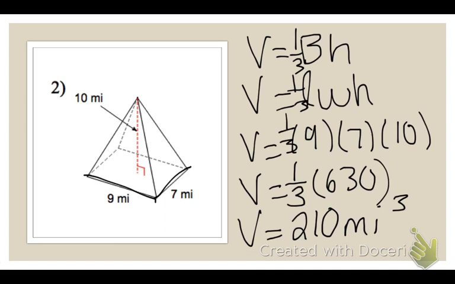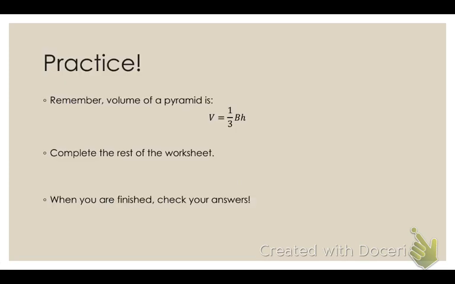Alright, so you should be ready to move on. Remember that volume of a pyramid is 1/3 base area times height, or 1/3 length times width times height. Complete the rest of the worksheet. When you're finished, check your answers on Canvas.